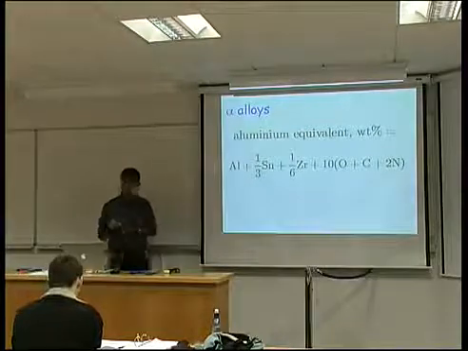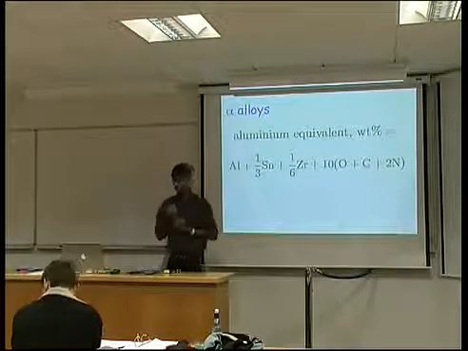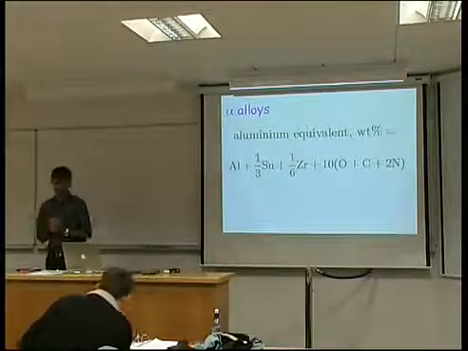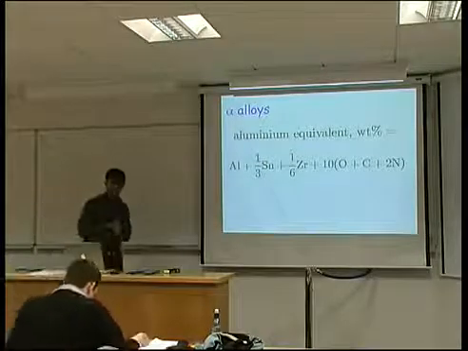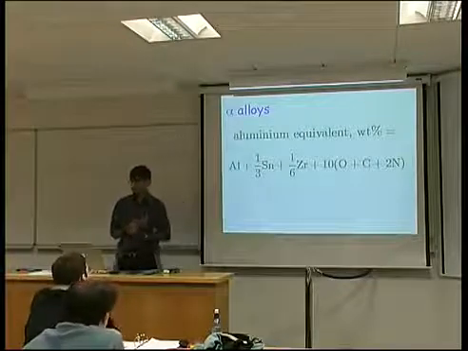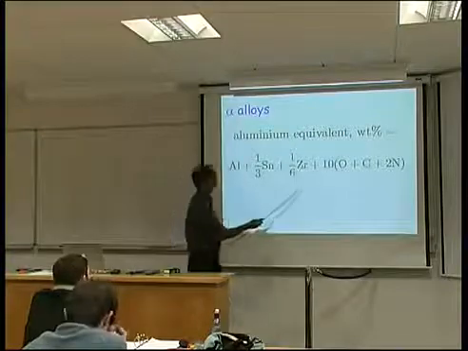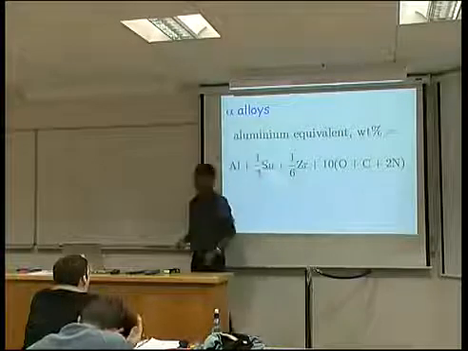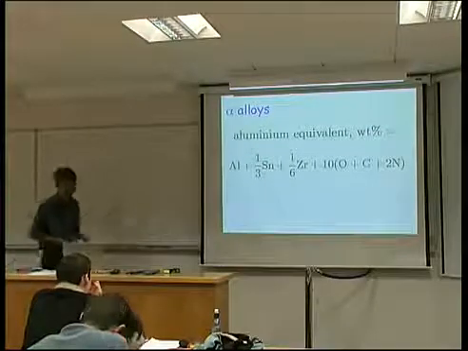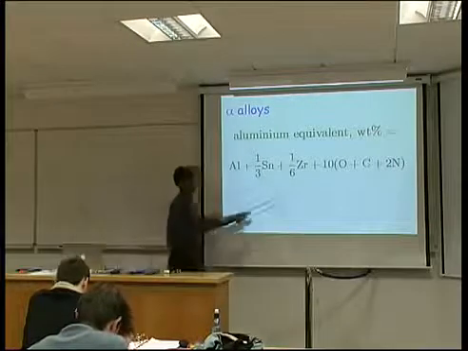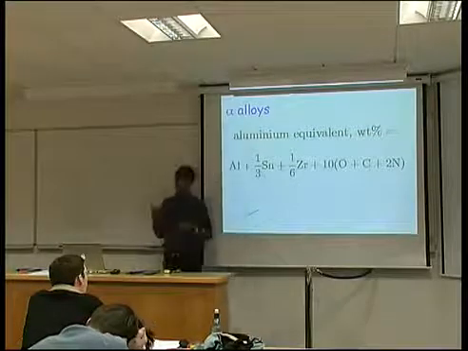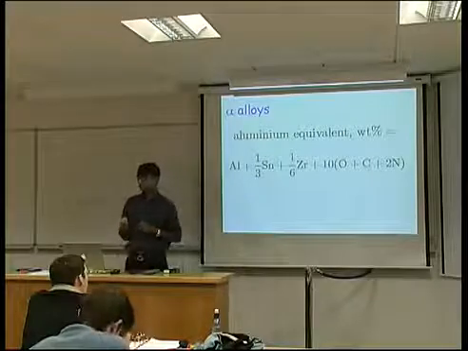Okay, let's now look at some specific alloys, and we'll start with alpha alloys, remembering that alpha has the hexagonal close-packed structure. There is an empirical equation that is used in industry. All of these elements stabilize the alpha phase, and this equation is empirical. I don't expect you to remember it, but it indicates the potency of different elements in stabilizing alpha. You notice that oxygen is really potent in stabilizing the alpha phase.